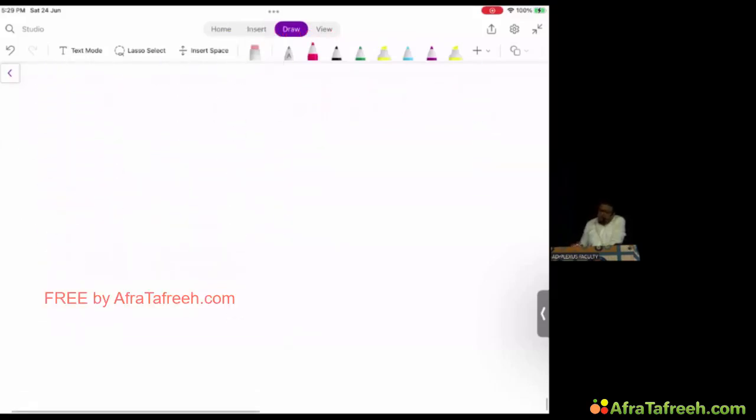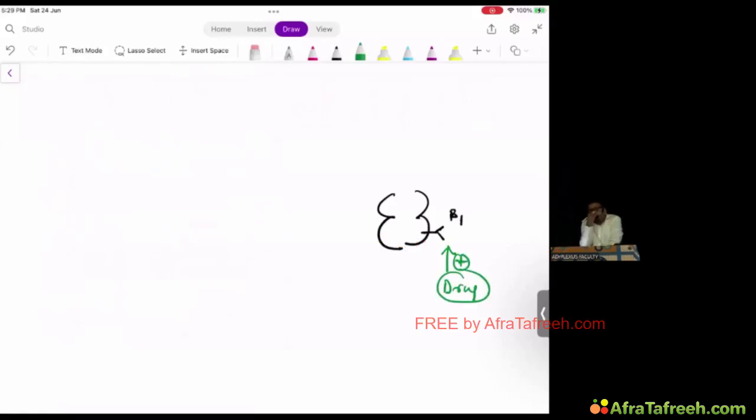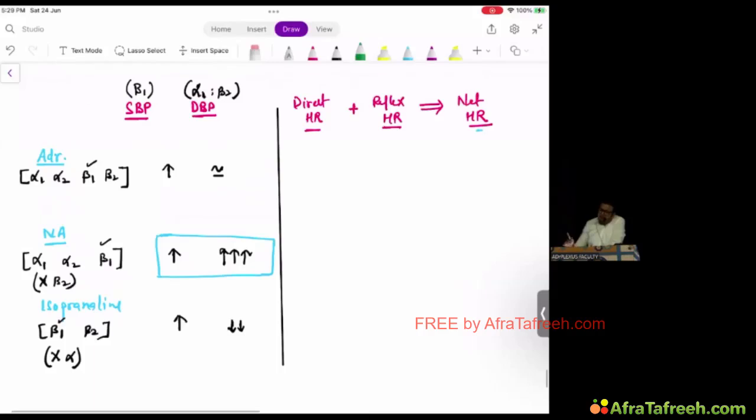So below the table, draw a diagram. This is our heart. And heart is having, as discussed, beta 1 receptor. Any drug that stimulates beta 1, what will happen to heart rate? So that is called direct action on heart rate. Come back to the table. Direct action on heart rate is nothing but beta 1. All the three drugs have beta 1 action. So all of them directly increase heart rate.